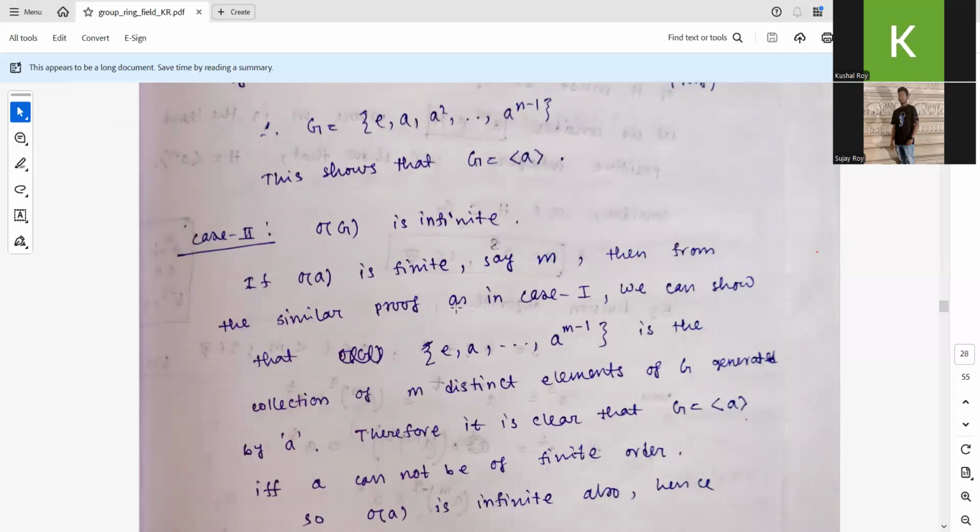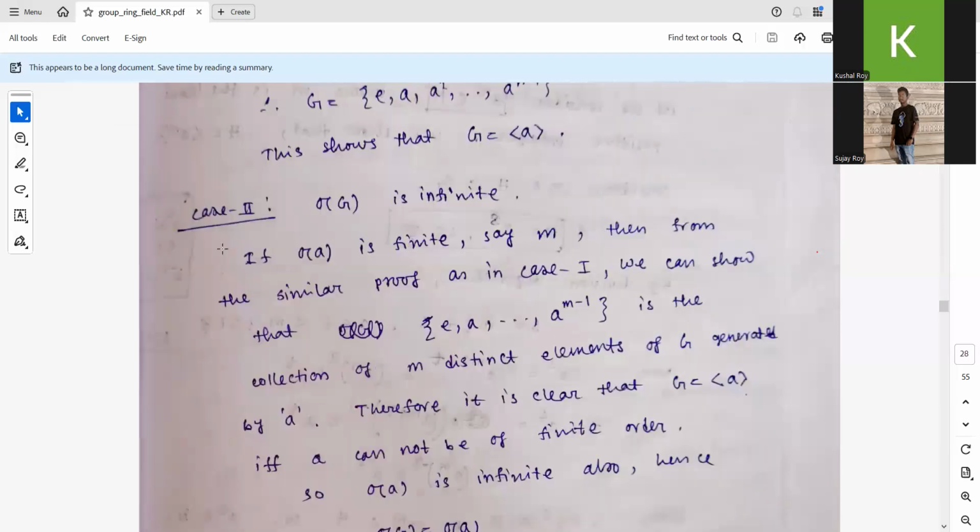Now there is another case, where the order of G is infinite. This case is very easy. If the order of G is infinite, that means G has infinitely many elements. In that case, the order of a cannot be finite, because if the order of a is finite, it can constitute only a finite number of elements. Therefore the order of a must be infinite. That is, the order of G and the order of a are both infinite.